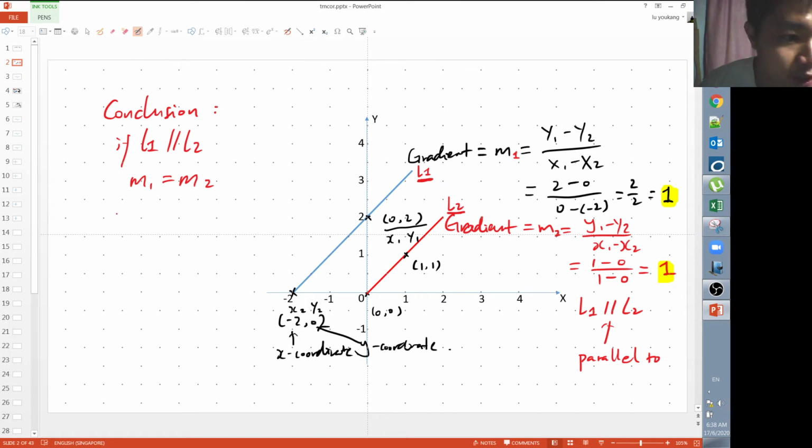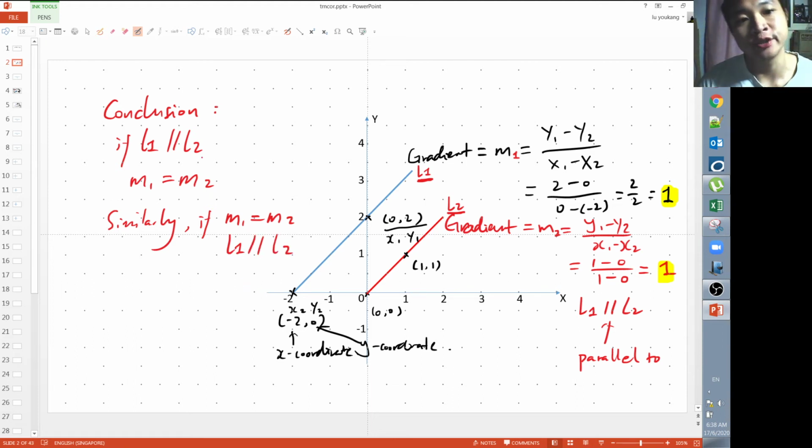Right, so similarly, the reverse is also true. What do I mean by that? If m1 is equal to m2, then your L1 is actually parallel to L2. Okay, so this is the conclusion from this example. Please take note of this relationship.